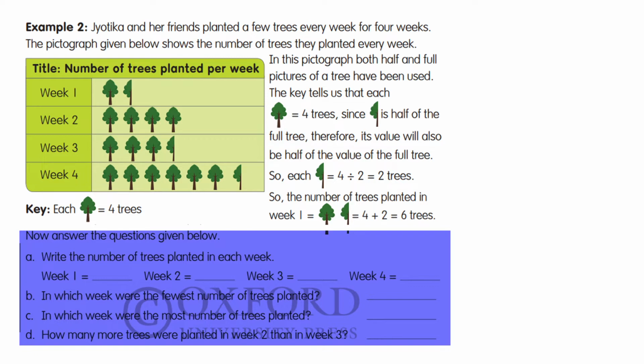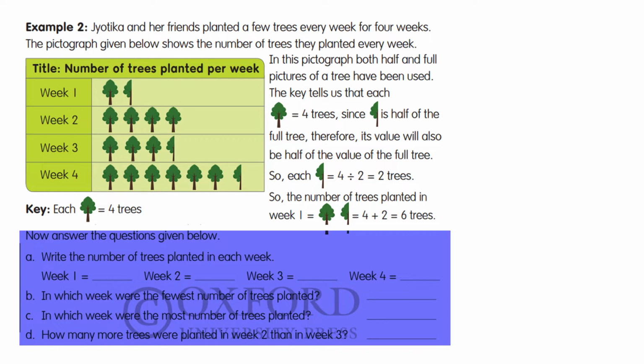Example 2. Jyotika and her friends planted a few trees every week for 4 weeks. The pictograph given below shows the number of trees they planted every week. In this pictograph, both half and full pictures of a tree have been used. The key tells us that each tree is equal to 4 trees. Since a half is half of a full tree, its value will also be half of the value of the full tree. So each half tree is equal to 4 divided by 2, that is equal to 2 trees. So the number of trees planted in week 1 is equal to 4 plus 2 equal to 6 trees.